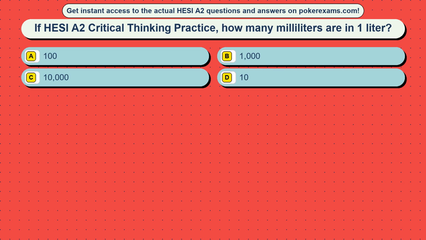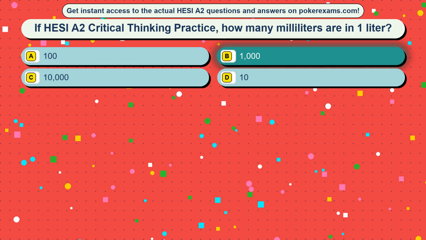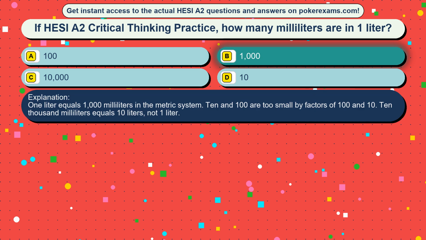Question 50. If HESI A2 critical thinking practice, how many milliliters are in 1 liter? Option A, 100. Option B, 1000. Option C, 10,000. Option D, 10. The correct answer is option B, 1000. 1 liter equals 1000 milliliters in the metric system. 10 and 100 are too small by factors of 10 and 100. 10,000 milliliters equals 10 liters, not 1 liter.